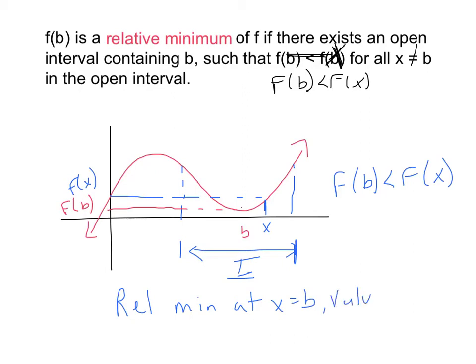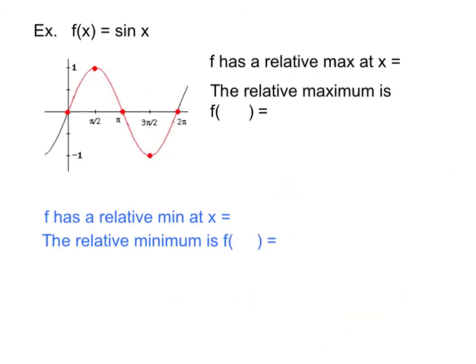And the value of the minimum is whatever f of b is. So I have a minimum at some particular x value. What is the minimum value? That's the function value for that b. And maybe that'll clear it up a little bit.